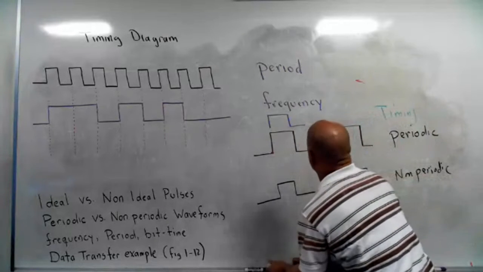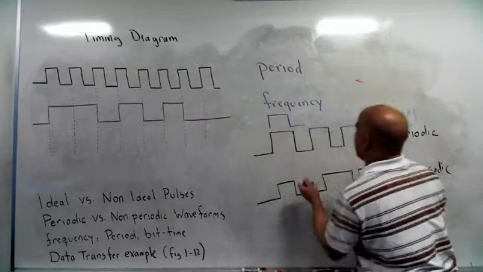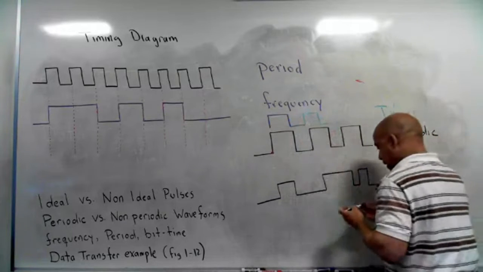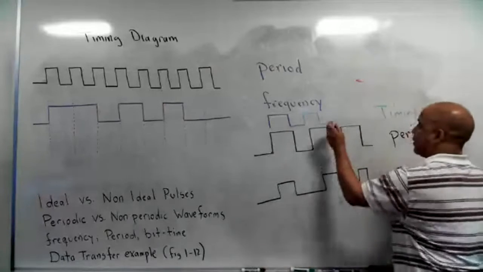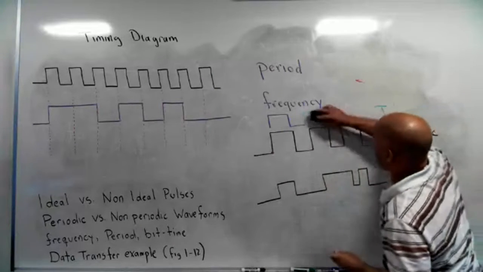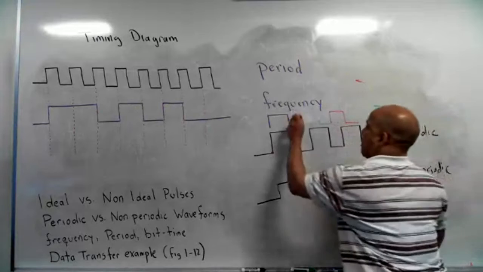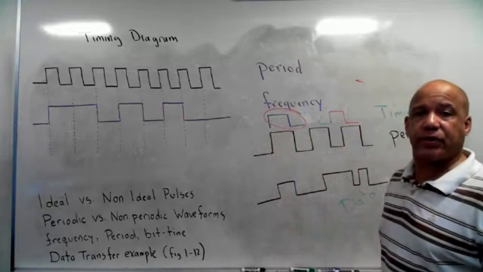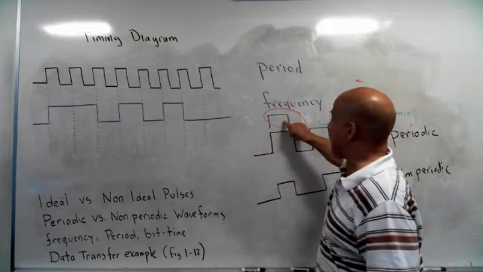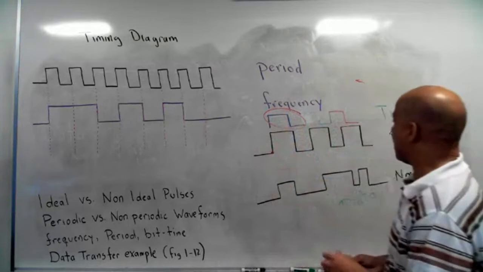I'm going to draw the second cycle in a different color. The second cycle is that. And then the next cycle is that. So one of these right here is the thing that repeats. And so the period is the time that it takes for one of these. It's the time.